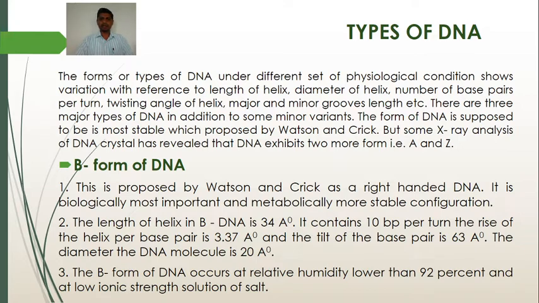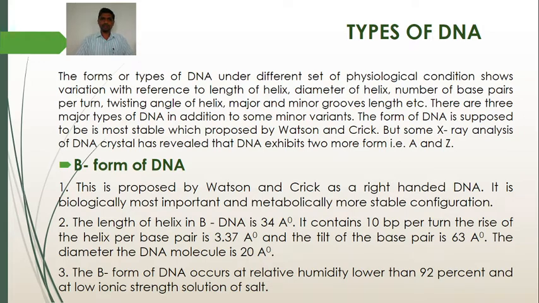The different forms of the DNA occur under different sets of physiological conditions, and they show variations with reference to the length of the helix, diameter of the helix, number of bases per turn, twisting angle of the helix, and major and minor groove lengths. One by one we are going to study the different forms of the DNA. The two more forms in addition to the B form are the A and Z forms. First, we are going to study the B form of the DNA.